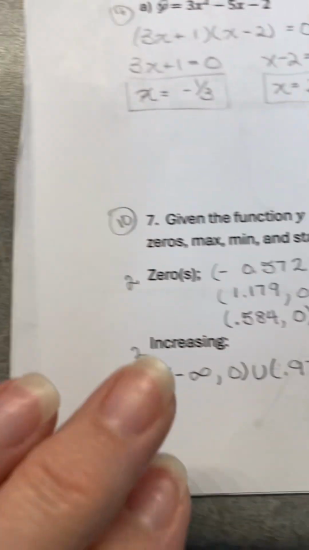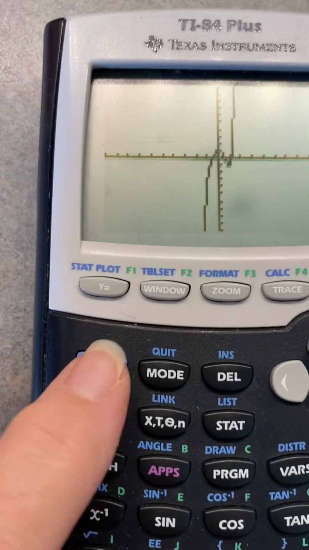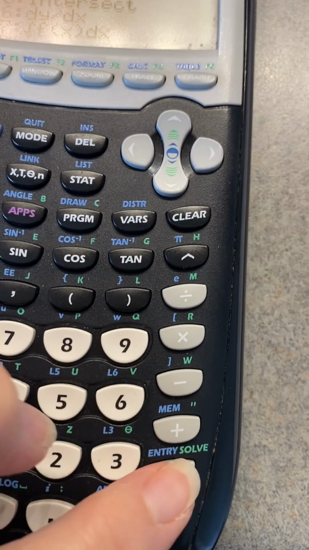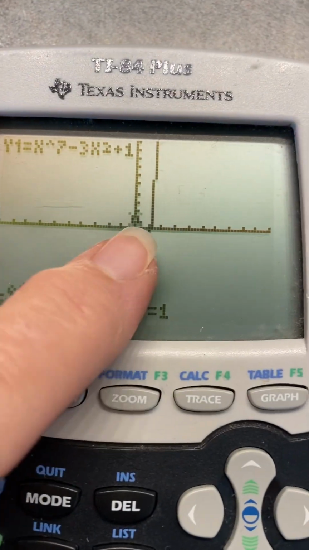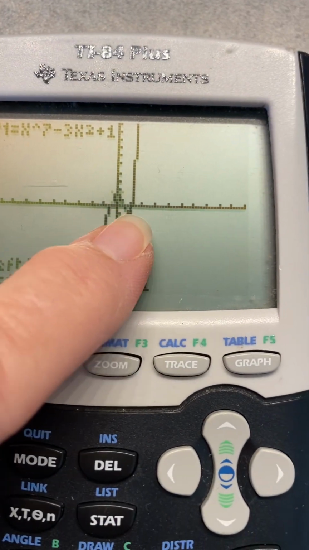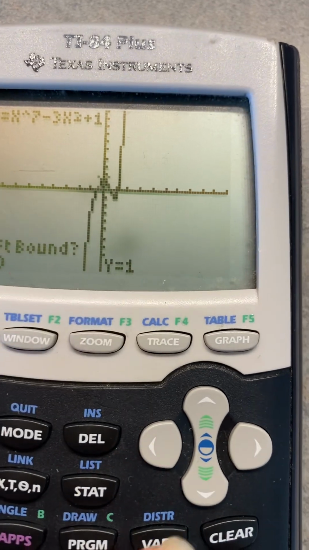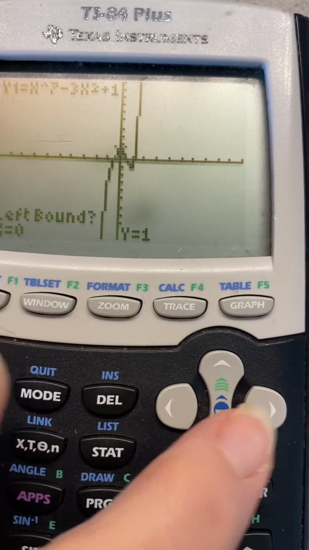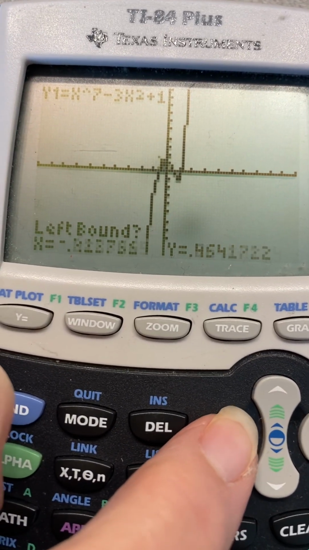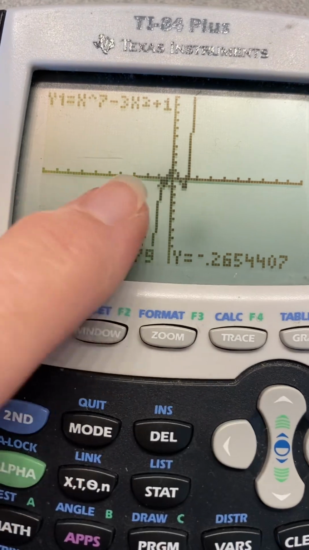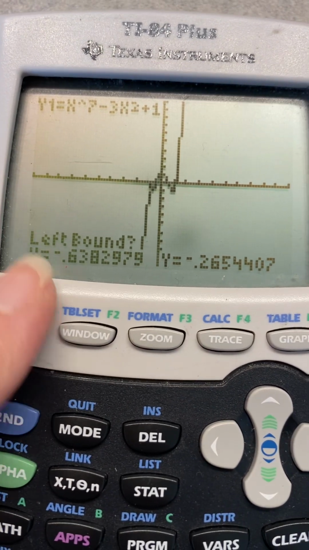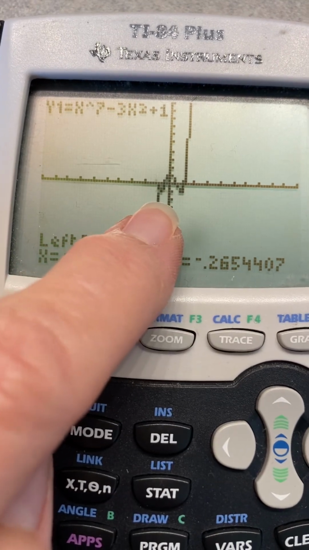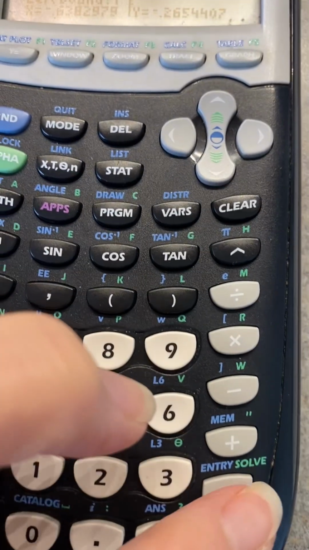So the very first question is find the zero. So I'm going to do second calculate and then go down to 0, press enter. And then it looks like I have 3 zeros there, 1, 2, 3. I'm just going to find the one on the left first. So it's asking me for the left bound. So I only use the left and right buttons. I'm going to scooch until I'm on the left side of that 0. I know that I'm there because do you see how my y is negative? I know it has to be underneath. And then I'll press enter.